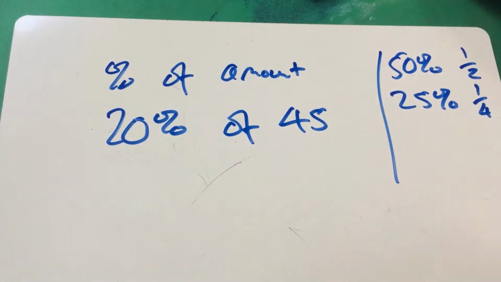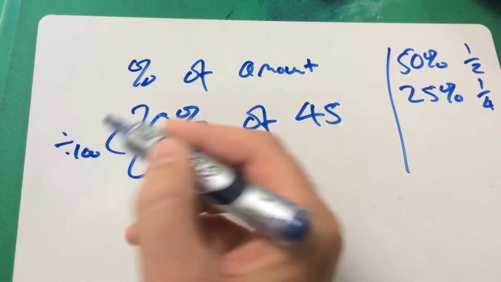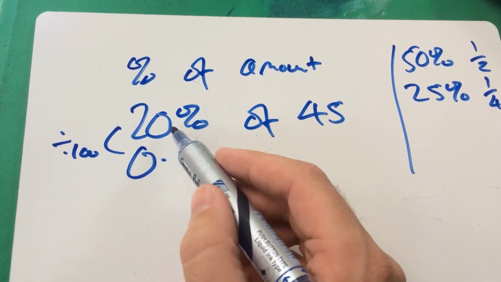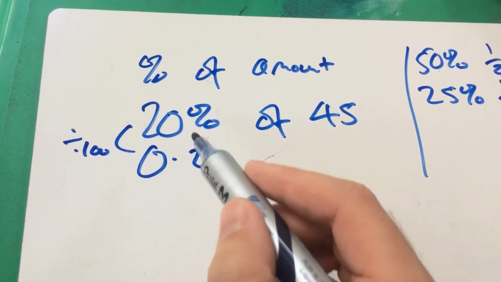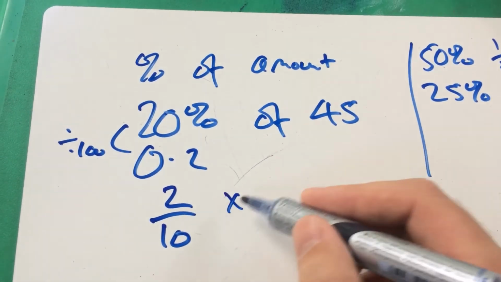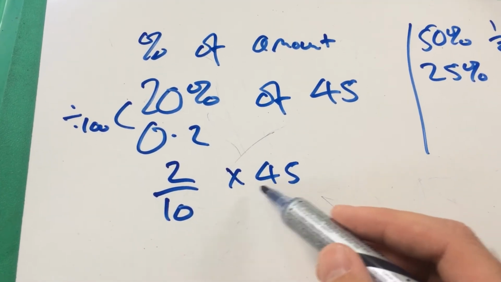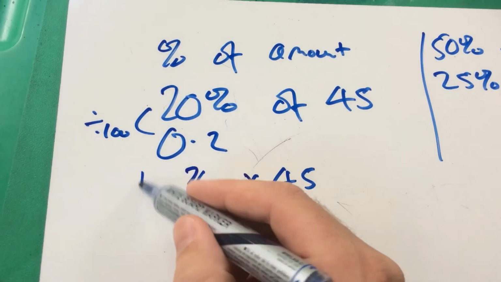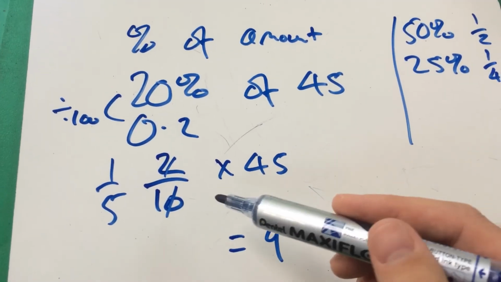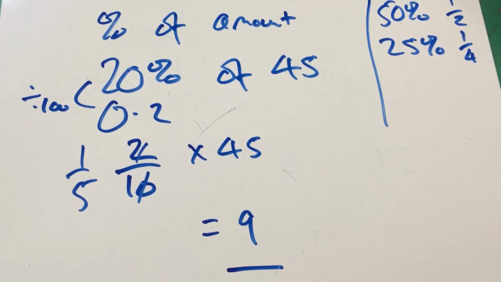But say 20%, you could convert that to a decimal, dividing by 100, or you can convert it to a fraction. Its percentage is 20%, decimal is 0.2, but as a fraction, that is 2/10, and that's what I'm going to use here. So 2/10 of 45, making this a fraction of an amount. Well, that's the same as 1/5, cancelling those, and 45 divided by 5 is 9. So 2/10, or 1/5, or 20% of 45 is 9.